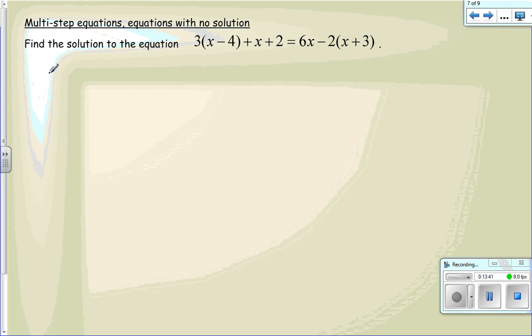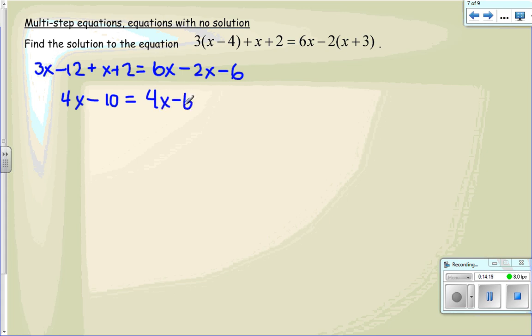So the first thing I'm going to do is distribute on both sides. Using the distributive property, I get 3x minus 12, plus x plus 2 equals 6x, and then I'm going to distribute the negative 2, so minus 2x minus 6. Next I'm going to combine like terms on both sides. On my left side I end up with 4x, and then negative 12 plus 2 is negative 10, which equals 6x and a negative 2x gives me 4x, and then minus 6.